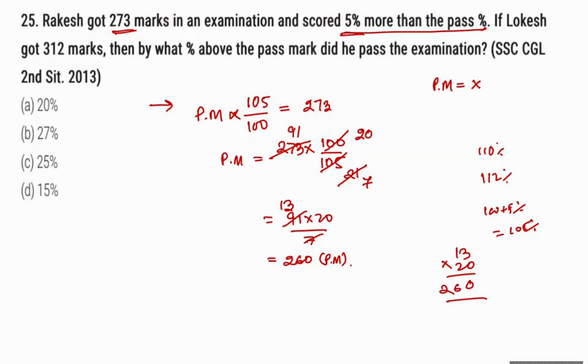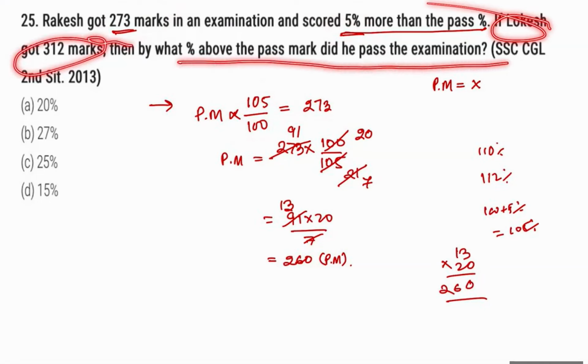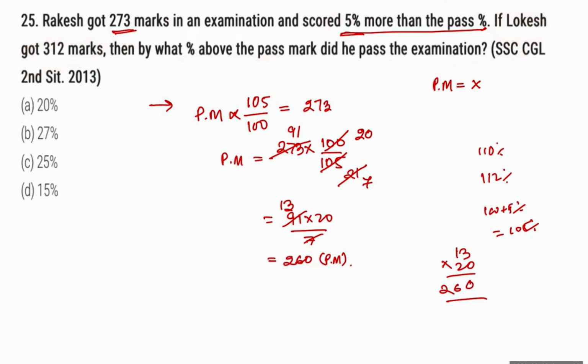And the question: location 312 maximum. What percentage is the pass mark? Location 312 maximum, pass mark is 260, and 312 is the maximum.